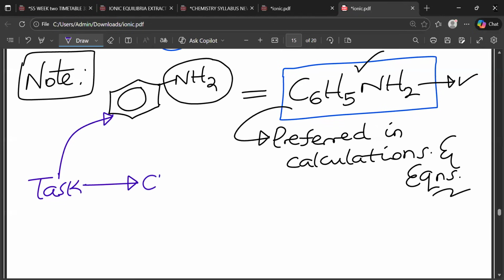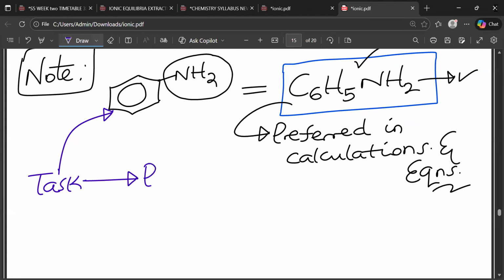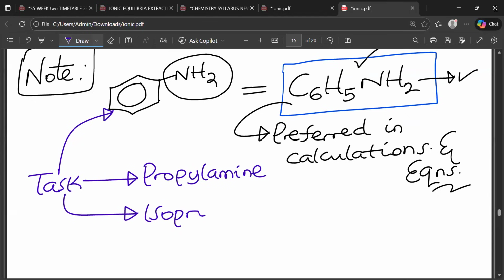You also do propylamine. I gave you the structure, so this time around let me use the names. You can do propylamine. Also do for me isopropylamine.